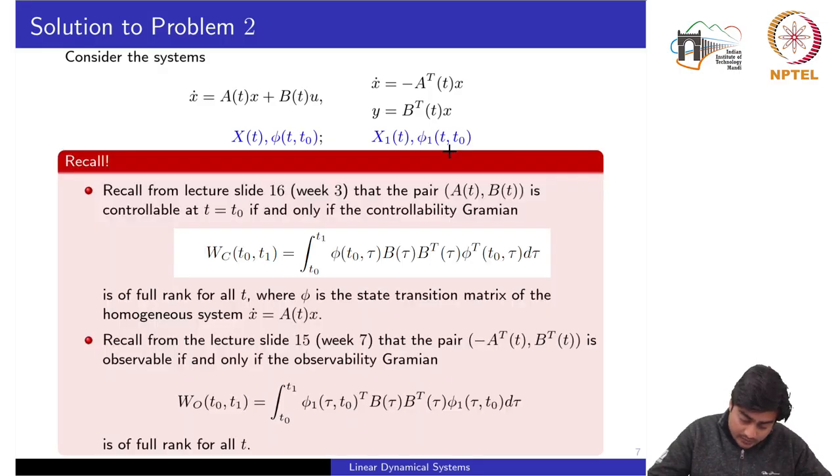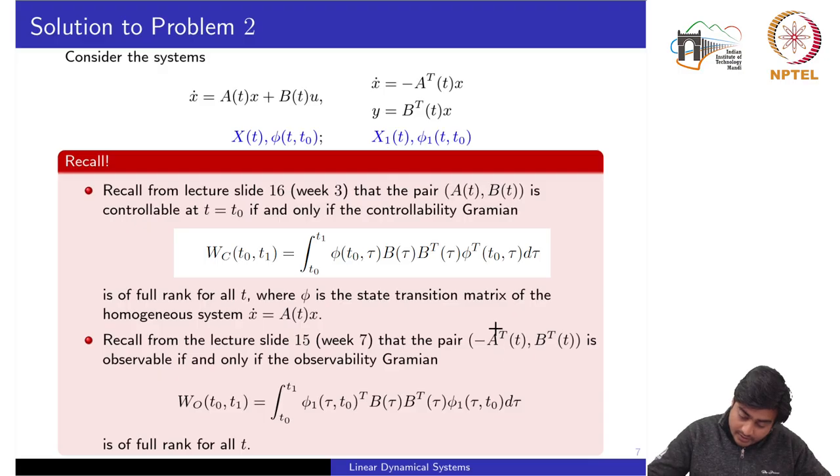Now we will first recall how we have defined the controllability and the observability in terms of the Gramians. These concepts are basically related to week 3 and week 7, where we have shown that the controllability of the pair A comma B is equivalent to the full rank of this Gramian, which we have defined as the controllability Gramian. So here we are taking directly the state transition matrices, this phi, and the B and B transpose remain as it is of the input distribution matrix.